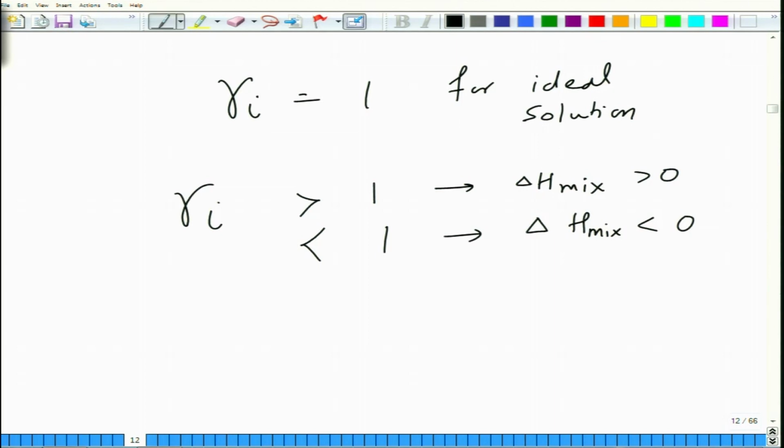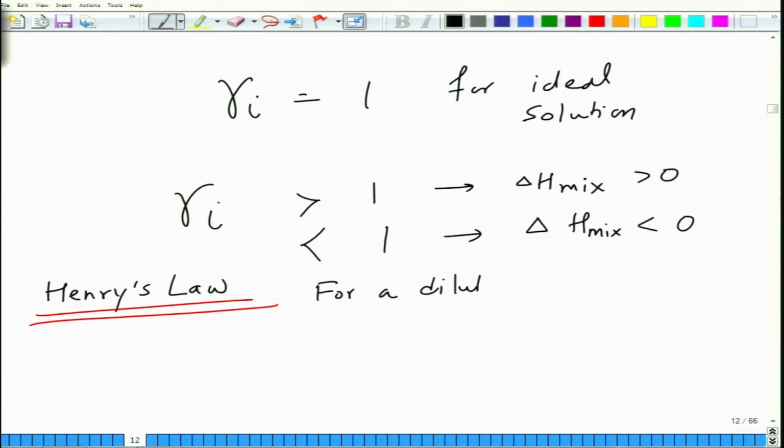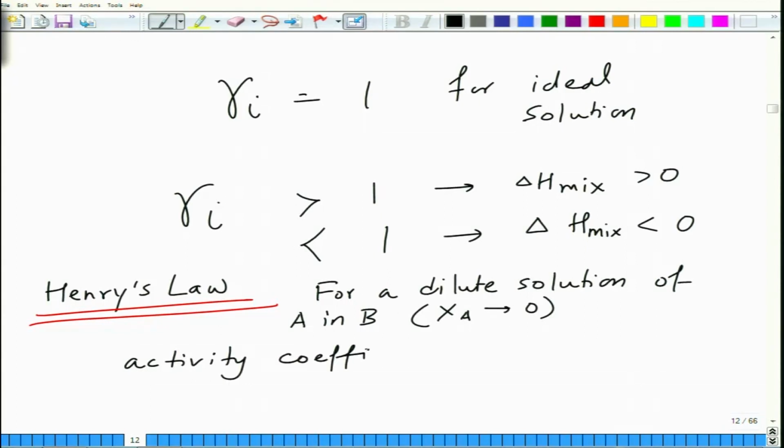And this is what is called Henry's law. So, Henry's law says that for a dilute solution of, let us say, A in B, that is XA tending to 0, the activity coefficient of A in B, that is gamma A, is equal to AA by XA. Similarly, for a dilute solution of B in A, when XB is tending to 0, the activity coefficient of B in A would be gamma B, that is equal to AB by XB.